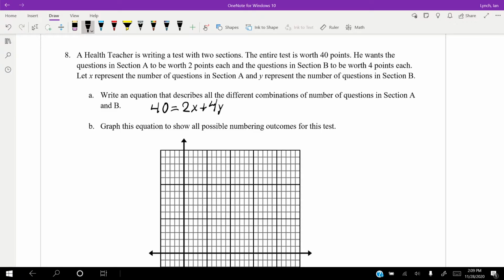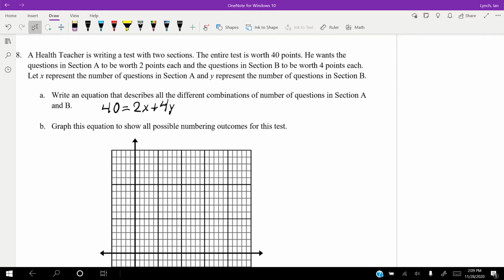Now we need to graph this. We can't graph it as is. That's really hard. I would not want to do that. So let's change it. Let's make it y equals something. So let's subtract 2x from both sides. Then we get 40 minus 2x equals 4y.